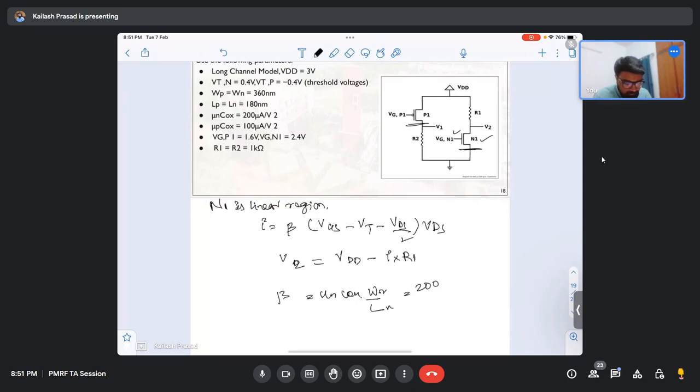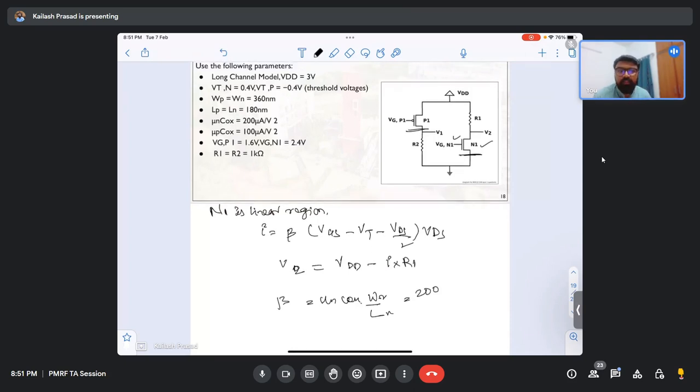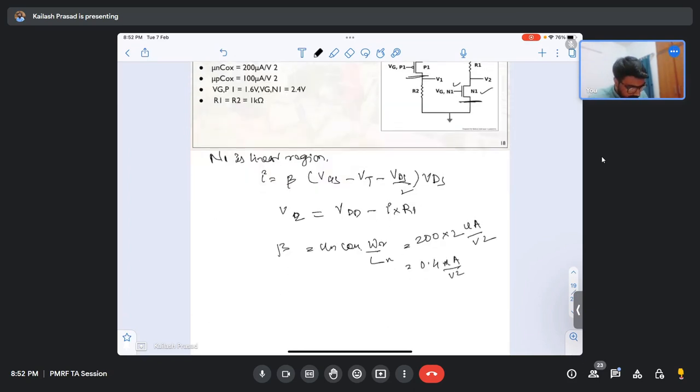So mu n Cox is 200, and then I have W by L, that is 360 by 180, so that is into 2. That will be in microampere per volt square, so this will be 0.4 milliampere per volt square. Beta is calculated. Now I have to find out the current.